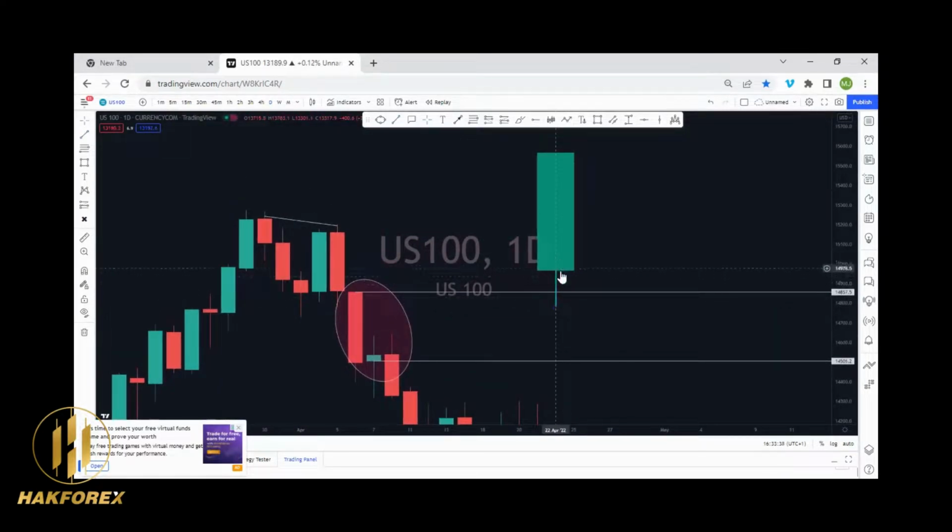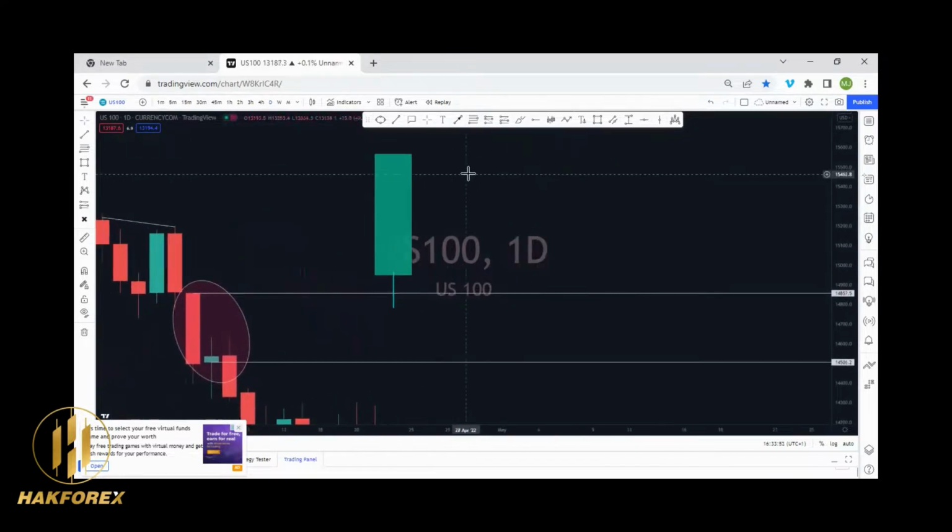Okay, what does this wick mean? It means that when the market opened, initially it traded down to this level, right? Before they rejected the market, or before they rejected the market up, the market closed. That is why we saw this wick there. Okay, so that is your candlestick pattern.